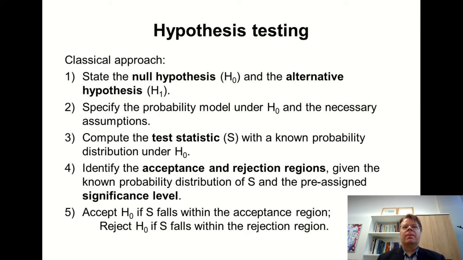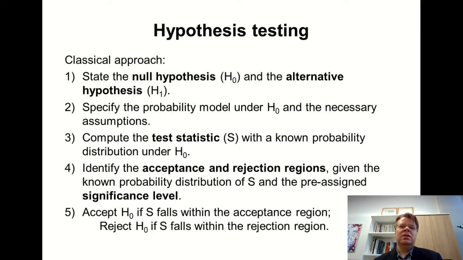In the fourth step, we use the probability model that we specified in step two to form the so-called acceptance regions and rejection regions. This probability theory is important because we also have a pre-assigned probability called the significance level. The significance level is this alpha that we considered in the previous lesson for the confidence interval. So it's again the same alpha. Given the significance level alpha, we use probability theory to construct the acceptance region and rejection region. And then we compare these regions to the test statistic S.